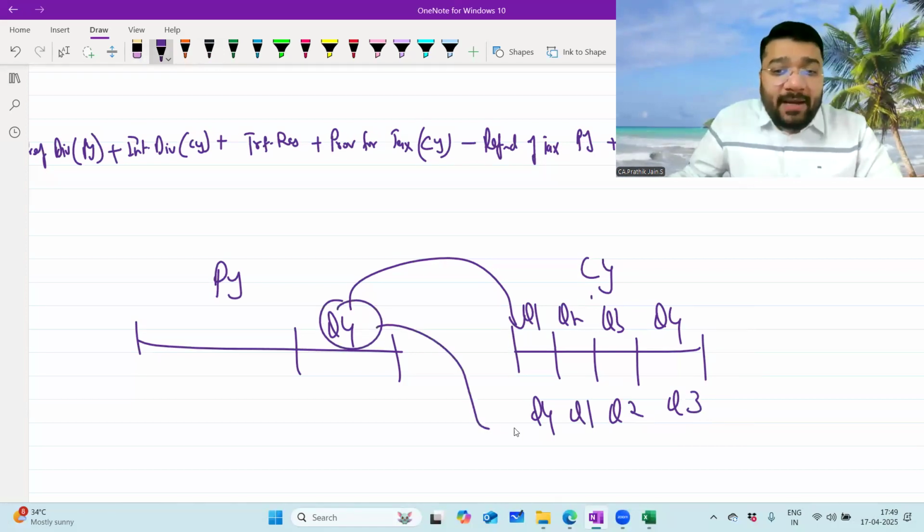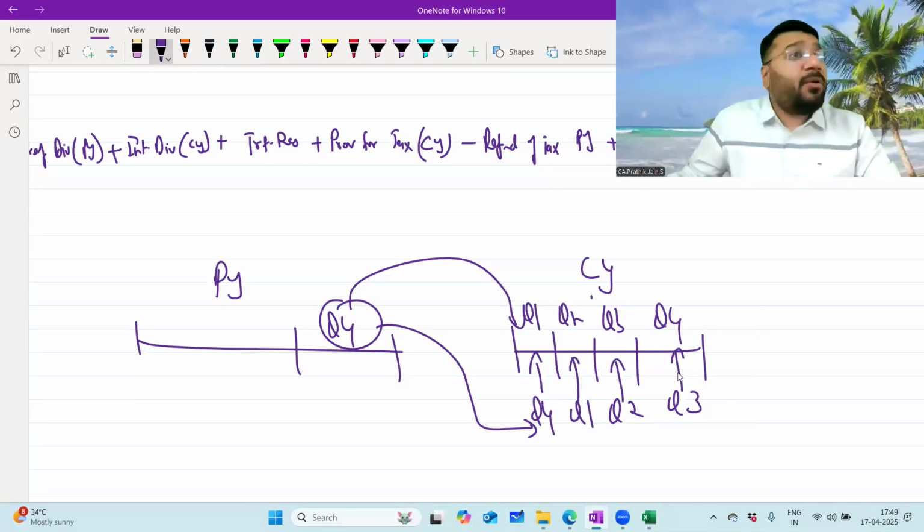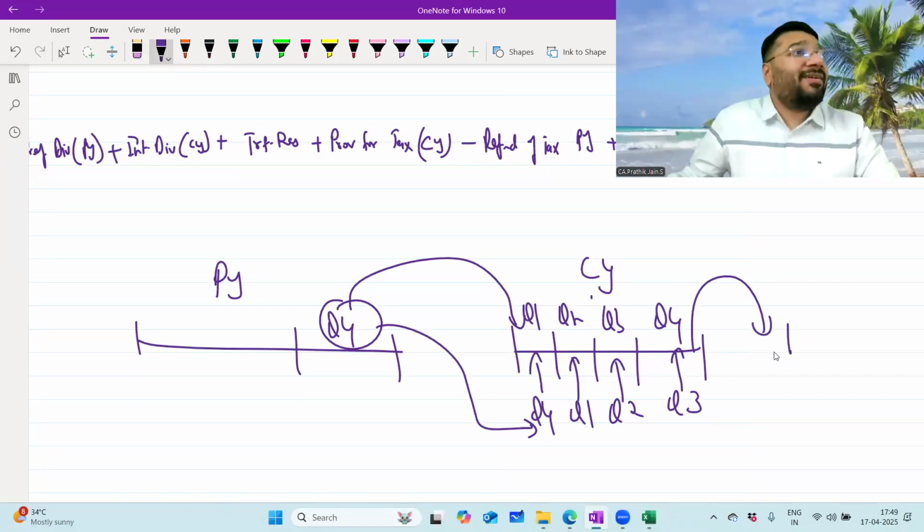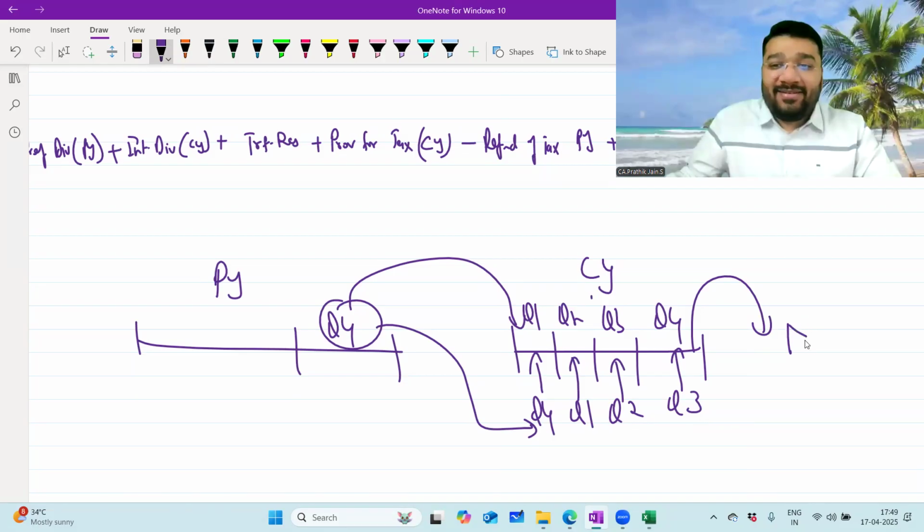Quarter 4's money is paid in quarter 1. Quarter 1's money is paid in quarter 2. Quarter 2's money is paid in quarter 3. Quarter 3's money is paid in quarter 4. Quarter 4's money is paid in quarter 5, next year.